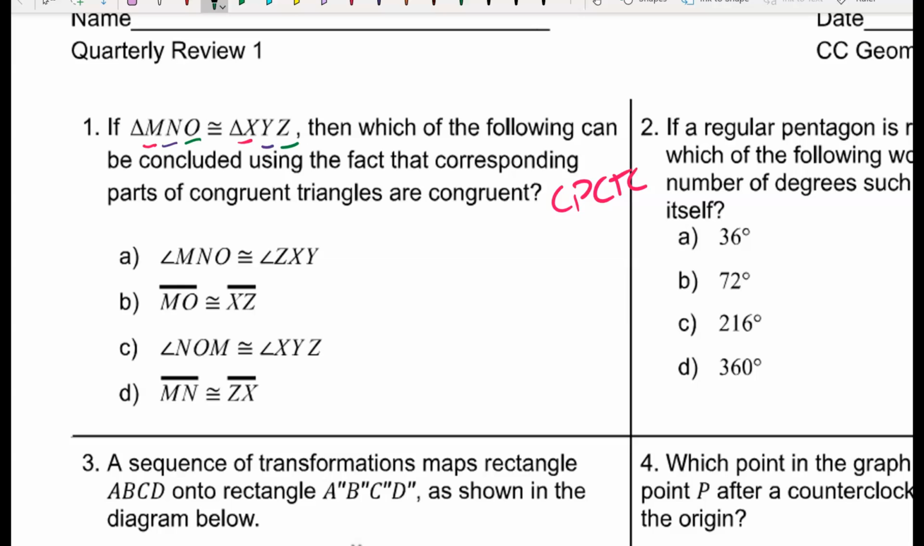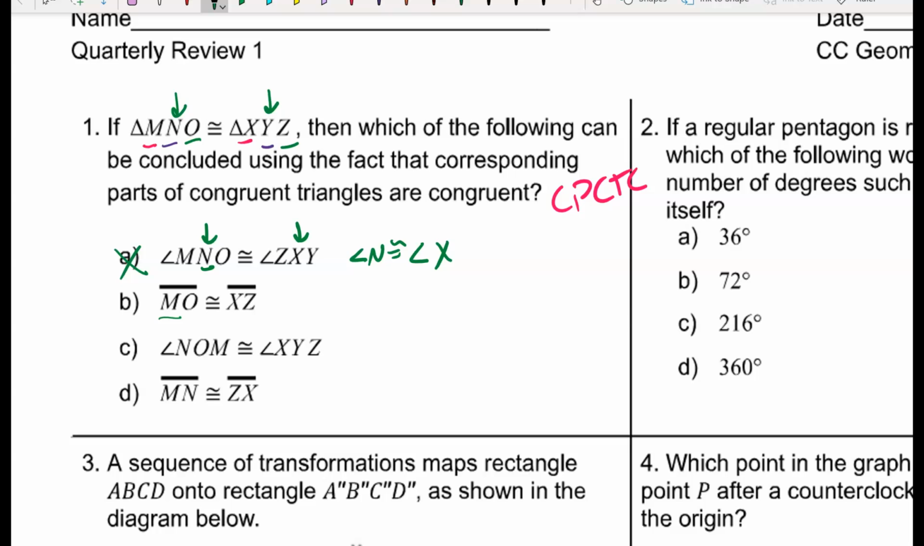A. Angle MNO is congruent to angle ZXY. Well, remember, the middle letter represents the vertex of this angle, so this is really saying that angle N should match up with angle X. But if I go to my congruent statement, N is in the middle here, and Y is in the middle there, so really it should be that N matches up with Y, so that doesn't work.